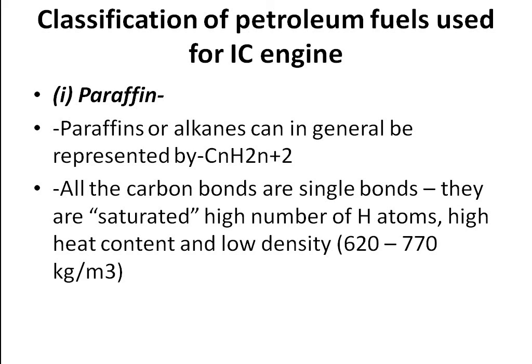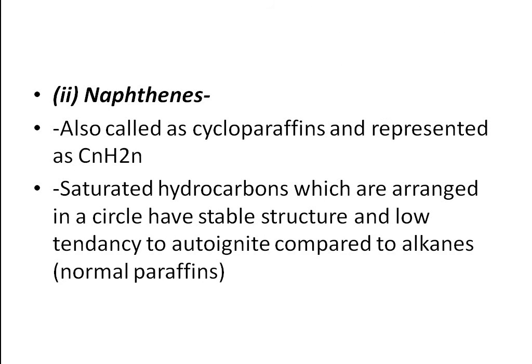They are saturated, with a high number of hydrogen atoms, high heat content, and low density, that is 620 to 770 kilogram per meter cube. Here is naphthenes. Naphthenes are also called cycloparaffins and are represented by CnH2n. Saturated hydrocarbons which are arranged in a circle, which have stable structures and a low tendency to autoignite compared to alkanes.